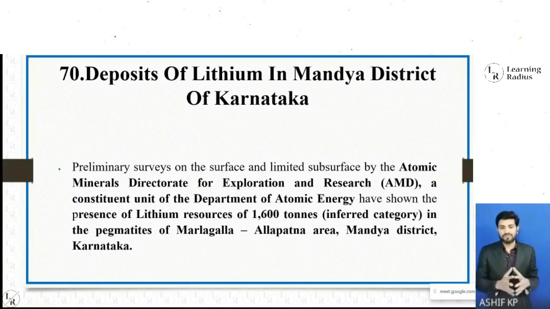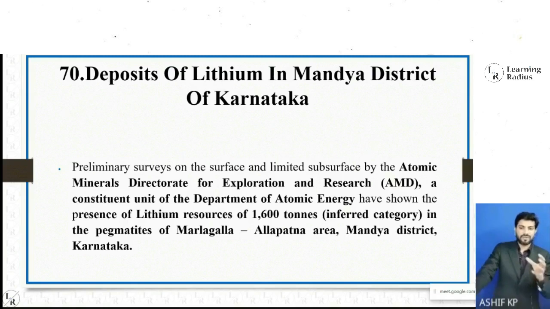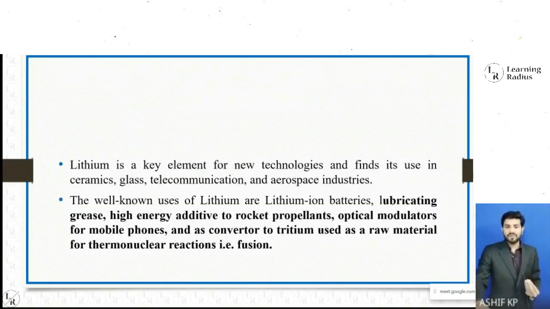So the Atomic Minerals Directorate for Exploration and Research is in the news, and you should have an idea about Atomic Minerals also. AMD, a constituent unit of the Department of Atomic Energy, has shown the presence of a lithium resource of 1,600 tons in the third category in the pegmatites of Marlagala, Allapatna area, Mandya district, Karnataka. Now, lithium is a key element for new technologies and is used in ceramics, glass, telecommunication and the aerospace industry.